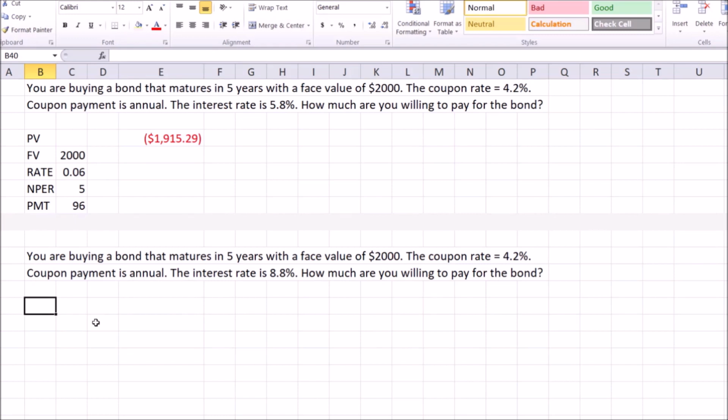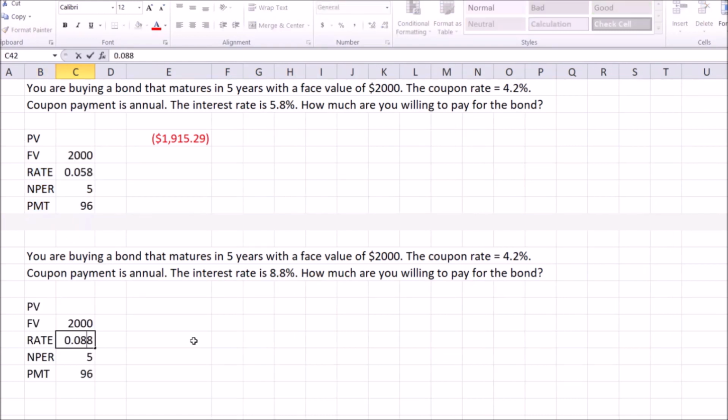Let's have a look at another example over here, very similar, with the only difference being the interest rate. Let's increase it from 5.8% to 8.8%. Let's see what we can learn about the relationship between interest rate and the price of the bond. Let me copy all these numbers and change the market rate to 8.8%.